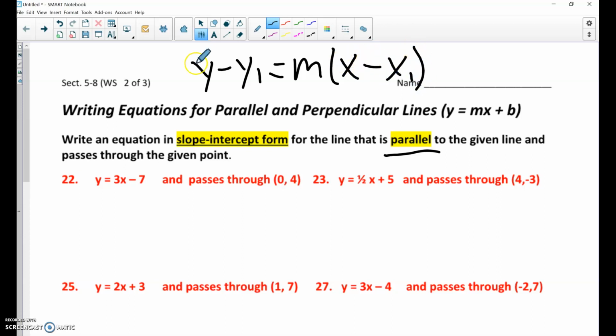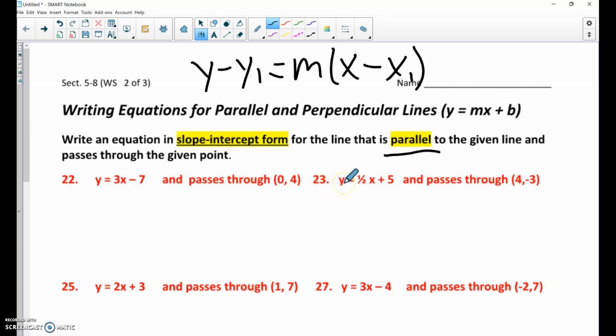Remember, y always stays as y. The y1 is going to change. That's the y that they give us in the problem. M is still our slope. X is going to stay as x. And then the x1 is the x they give us from the problem. So let's write down what we know so far.